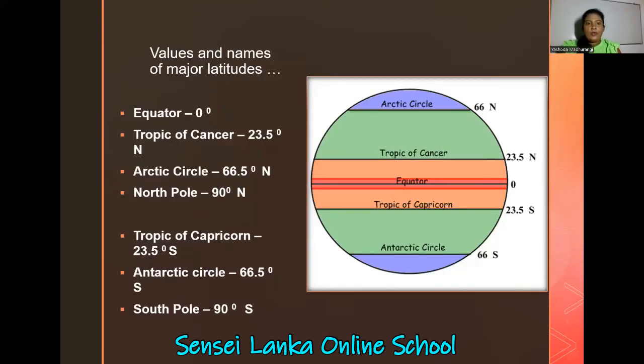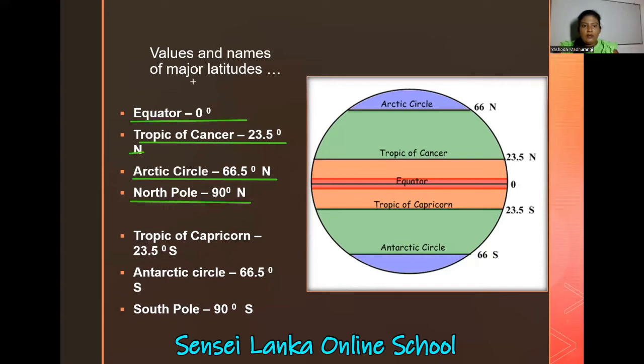So now here you can see the values and the names of major latitudes. We discussed this earlier, but now you can look at them. They will go to the mind quickly when you look at them. Equator value 0. Tropic of Cancer 23.5 north N. Arctic Circle 66.5 north. North Pole 90.